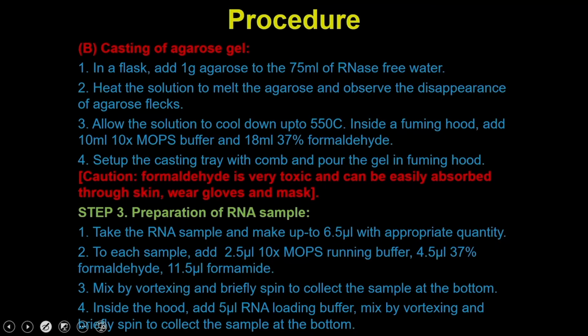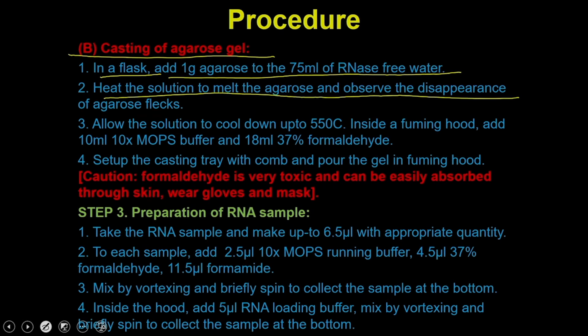Then the third step, you have to do a casting of the agarose gel. In a flask, add 1 gram of agarose to 75 ml of RNase free water, heat the solution to melt the agarose and observe the disappearance of the agarose flakes. This I think we have already discussed when we were discussing agarose gel formation, and how to resolve DNA as well. Then you allow the solution to cool down to 55 degrees Celsius.